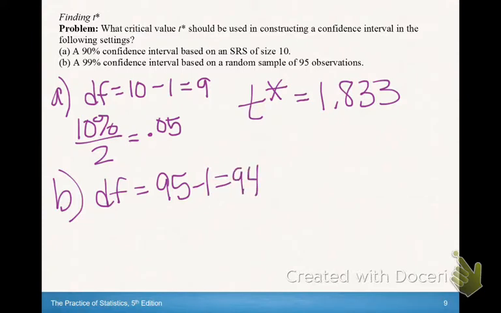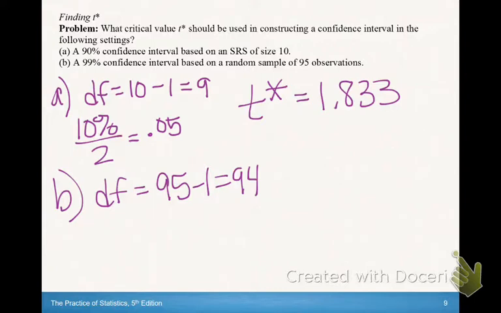For letter B, our degrees of freedom would technically be 95 minus 1, which is 94. That doesn't show up in our textbook, so we have to move to, I think it's 90. Let me double check. We have to go to 80.